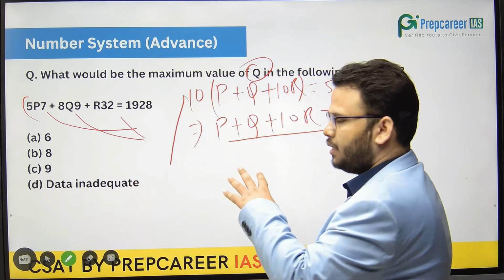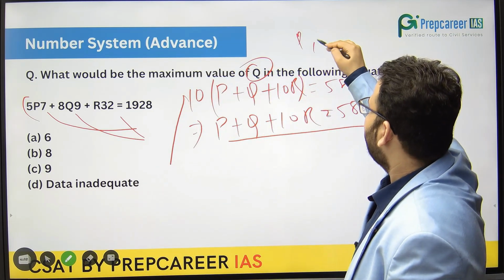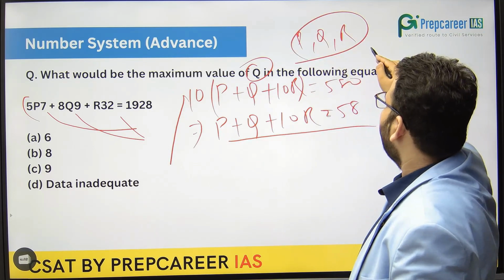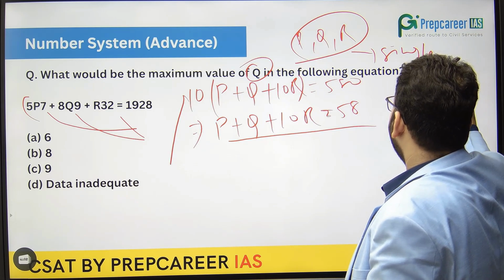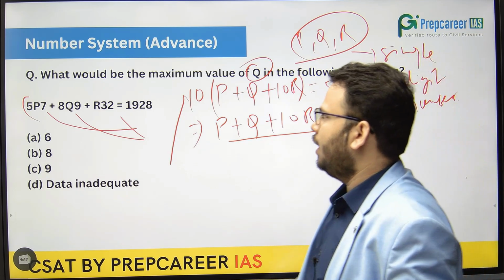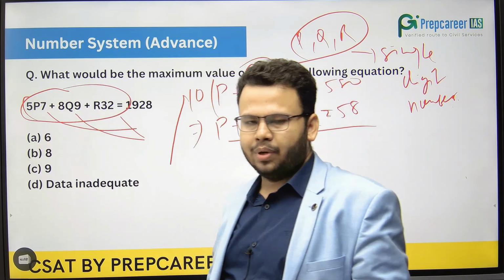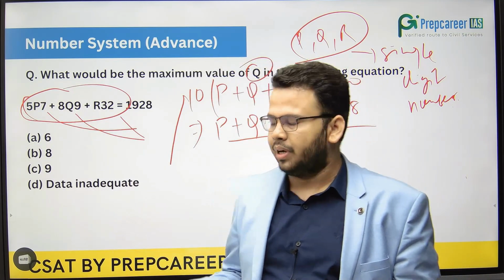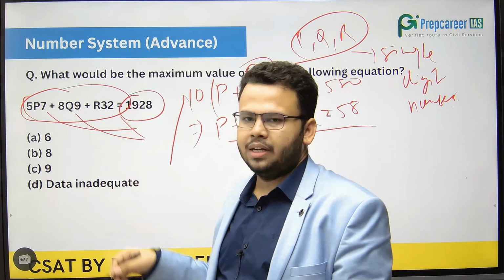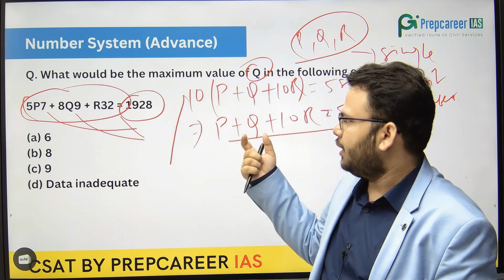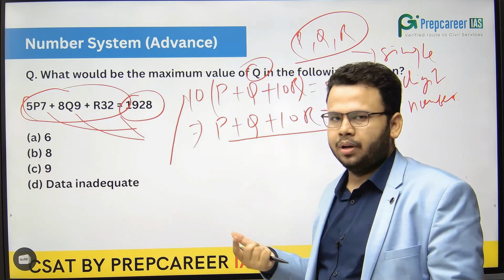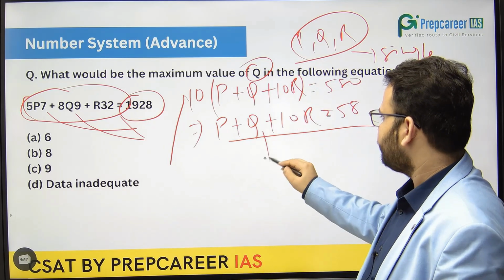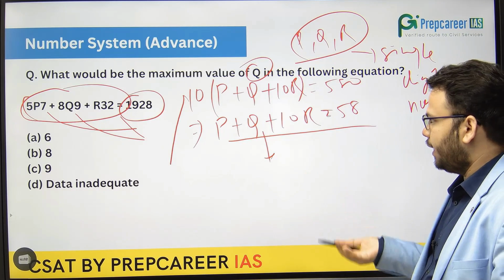Now you have to understand that be it P or Q or R, all are single digit numbers. And this is a basic logic that you need to understand here. Only if you add a 3-digit number and a 3-digit number, then you can have a 4-digit number. Right? Here, neither P nor Q nor R can be a 2-digit number. Right? So we will try by taking some random numbers.